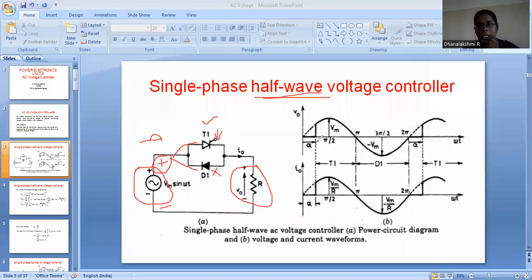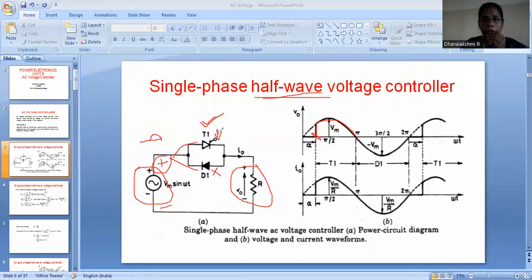So as you see, at the instant alpha, you're going to trigger it. That alpha is the beginning angle, or the firing angle, or the instant at which you trigger it and it starts conducting. So from the instant alpha, here you can see that I'm getting my output voltage, right? Because in the positive half cycle, the polarity here will be positive and here it will be negative. Thyristor T1 is ready for conduction because it is forward biased, and diode D1 is reverse biased.